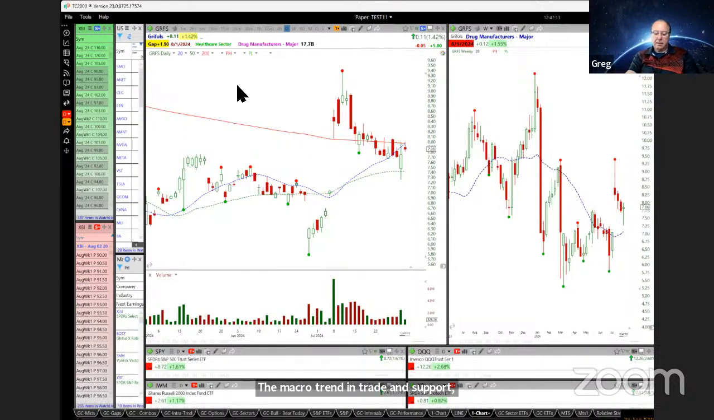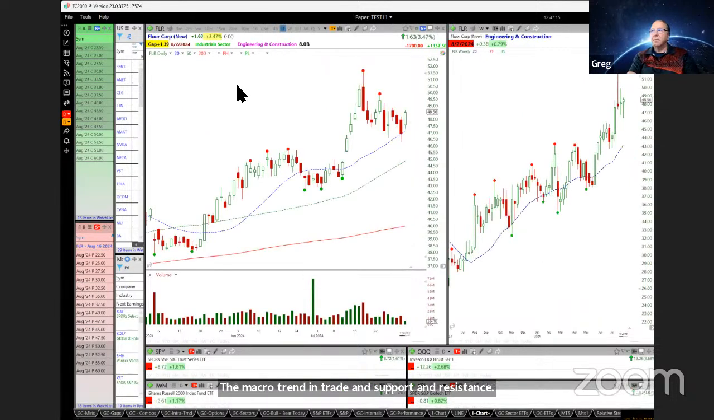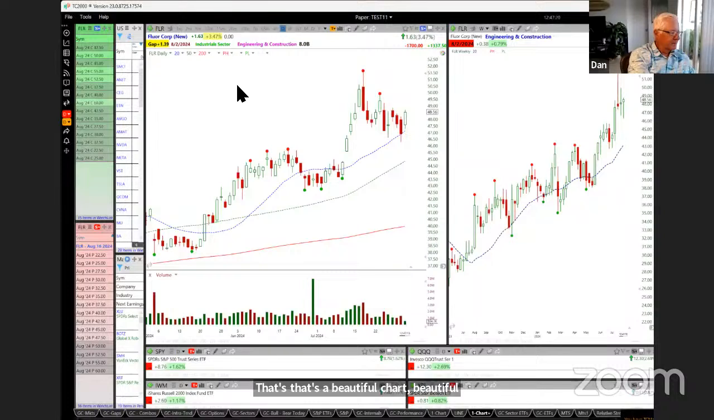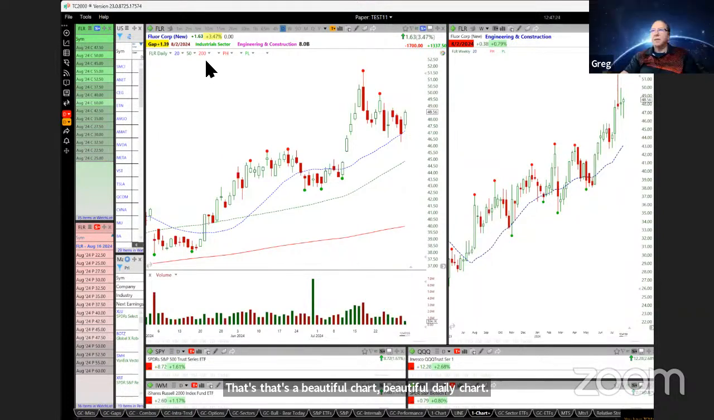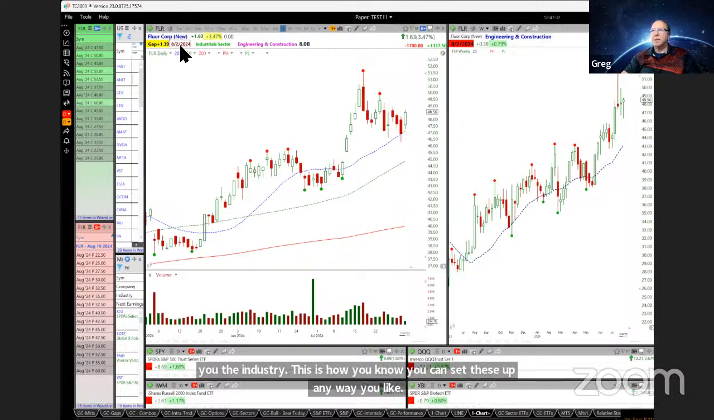All right, FLR. That's a beautiful chart. Beautiful daily chart. I love it, but earnings are due. Here's the earnings date up here. It shows you the industry. You can set these up any way you like, but this is how I set it up with the earnings date. So here's the gap, what industry it's in, the subsector.